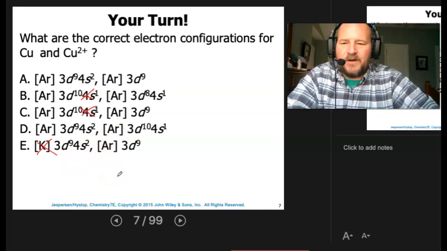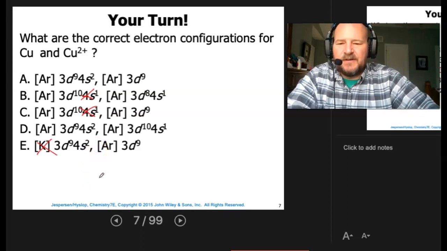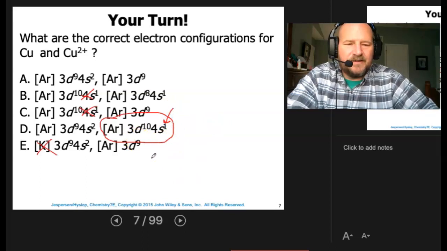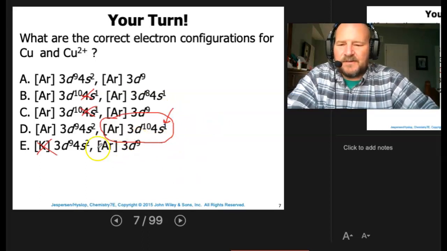Okay, now what about the 2+? Well, what 2 electrons will we lose? All right, if I take away the 4s, then I end up with a 3d9. That makes sense. Here, it looks like we took one of the electrons and simply moved it over and gave it a 3d10 4s1 configuration. Now we know this is what it does when it shifts, but not as a +2, right? So let's see.